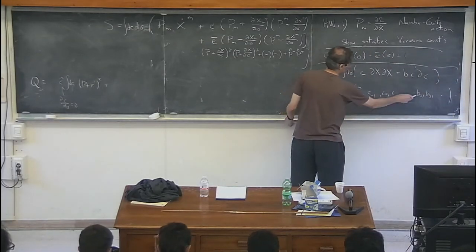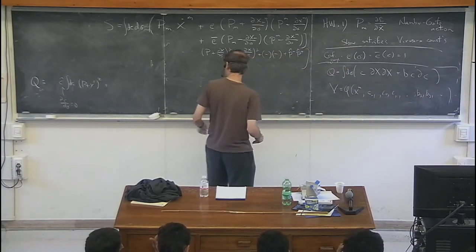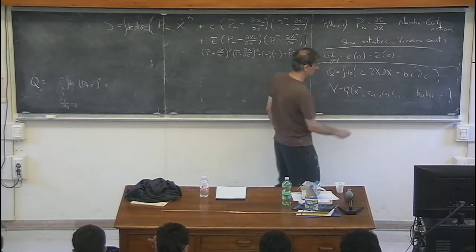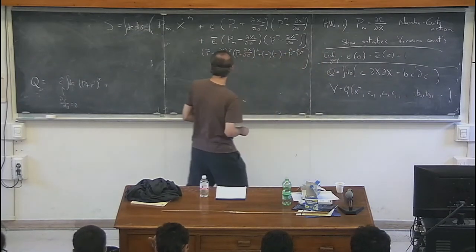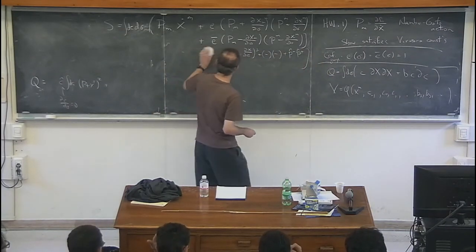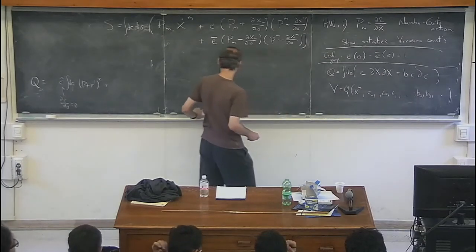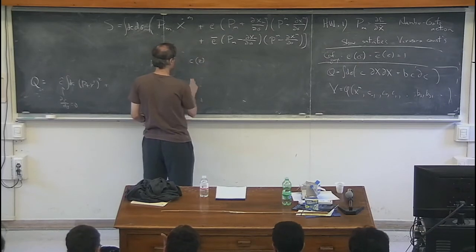The B's and C's carry something called conformal weight. So when you have fields of conformal weight non-zero, the way you naturally define coordinates of momentum is a little bit different than what you might think. Okay, so we have C of Z.